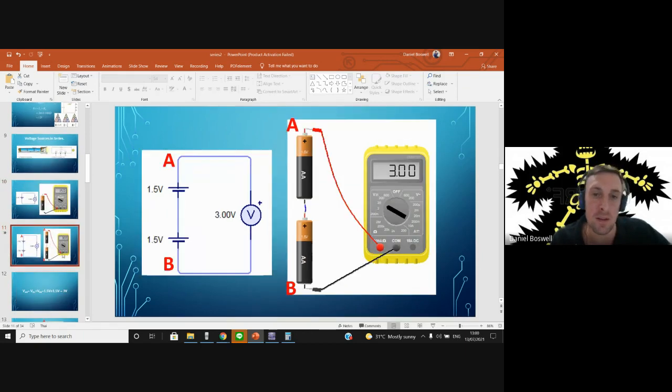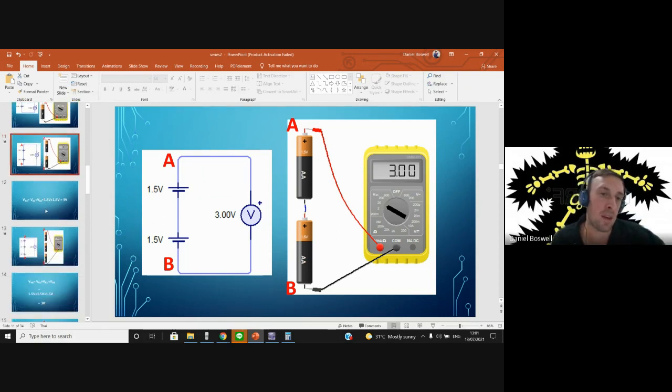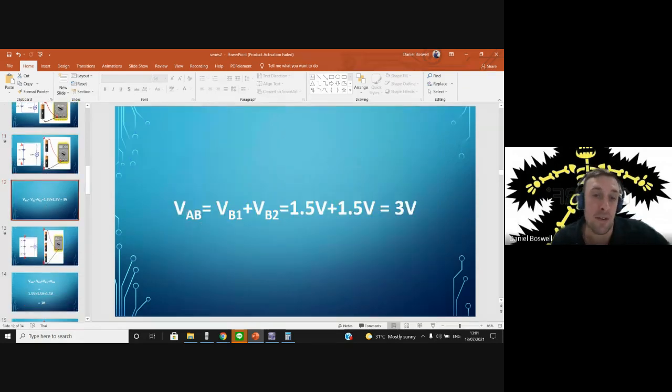Okay? Nice and simple. Now we have two batteries, two 1.5 volts. If we add these together, 1.5 add 1.5, we get, hello? 3 volts, nice, good job. Nice and easy there. To get your voltage, you do voltage of battery 1 plus voltage of battery 2, gives you 3 volts, nice and easy, yeah?